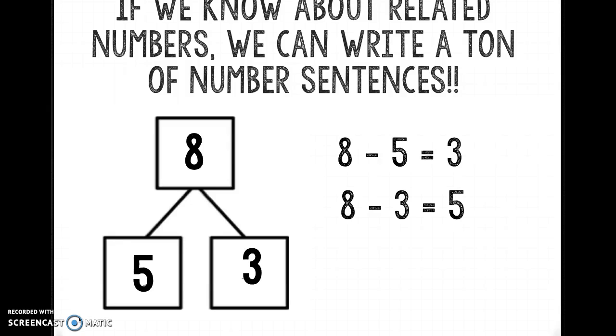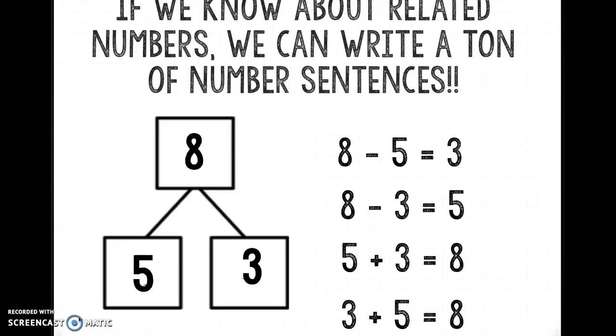Now I can add my parts together to equal my whole amount to do my addition sentences. I'll take my parts and I'll add those together. I can say 5 plus 3 equals 8, and I can also say 3 plus 5 equals 8. Wow, knowing related facts and knowing that all the numbers in the number bond are related really helps me make sure I can write my addition and subtraction number sentences.